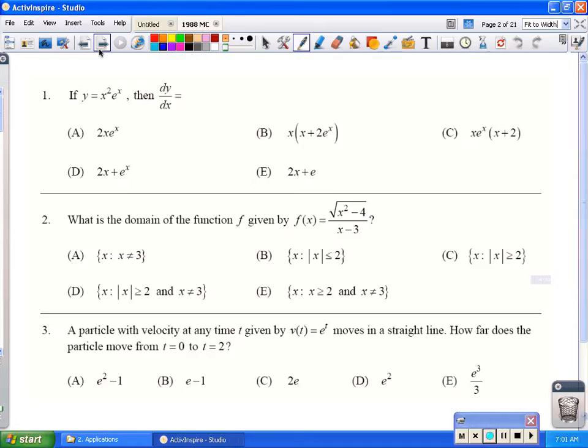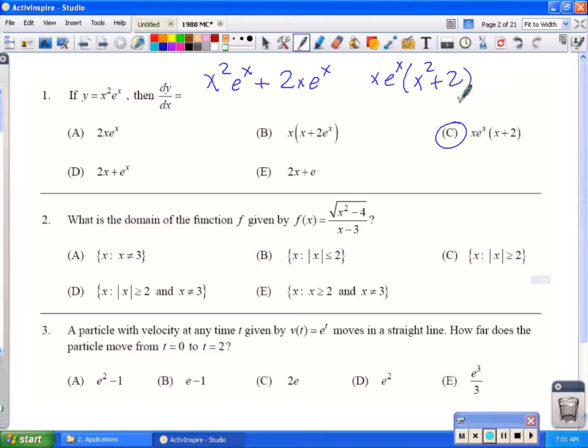Alright, so let's just jump in here. Number one, we're going to find the derivative by the product rule, and the answer is letter C. When you find that, you'll have the first derivative of the second plus the second times the derivative of the first. You'll need to factor out the x e to the x, and that'll leave you with x squared plus 2, which is letter C.